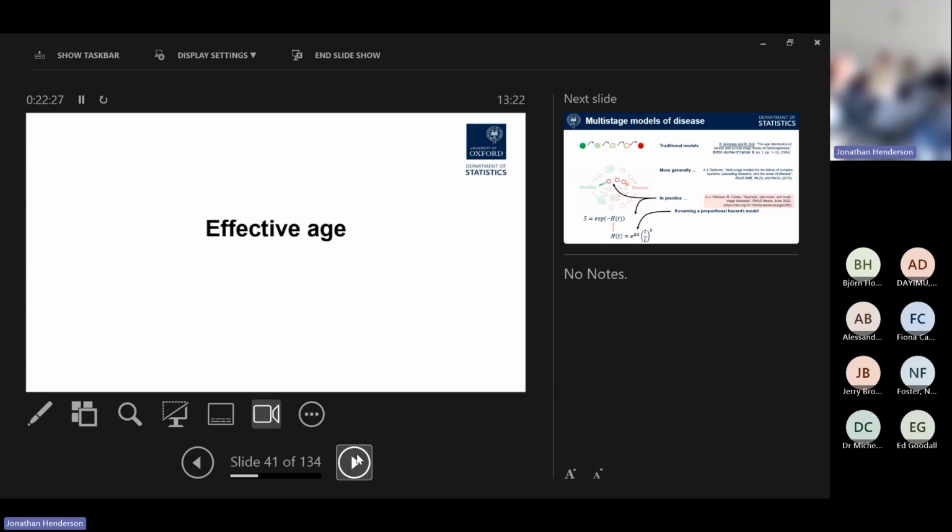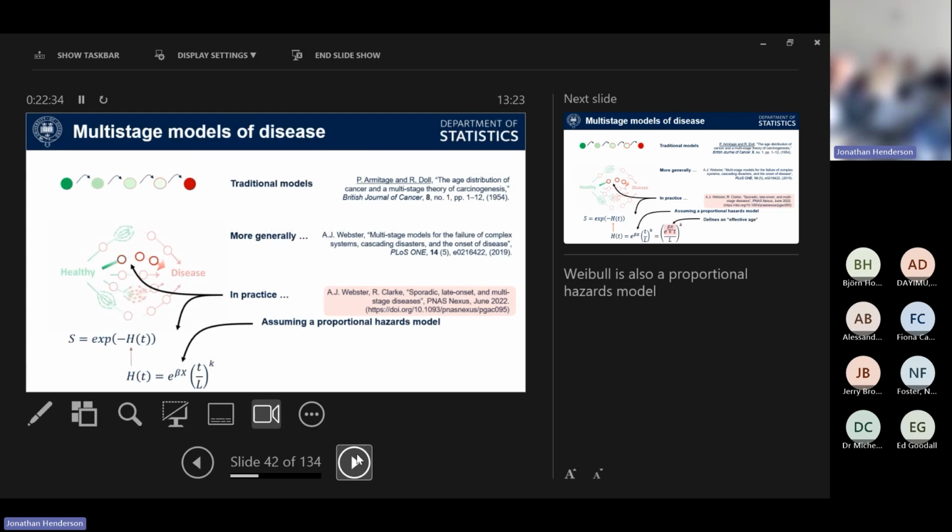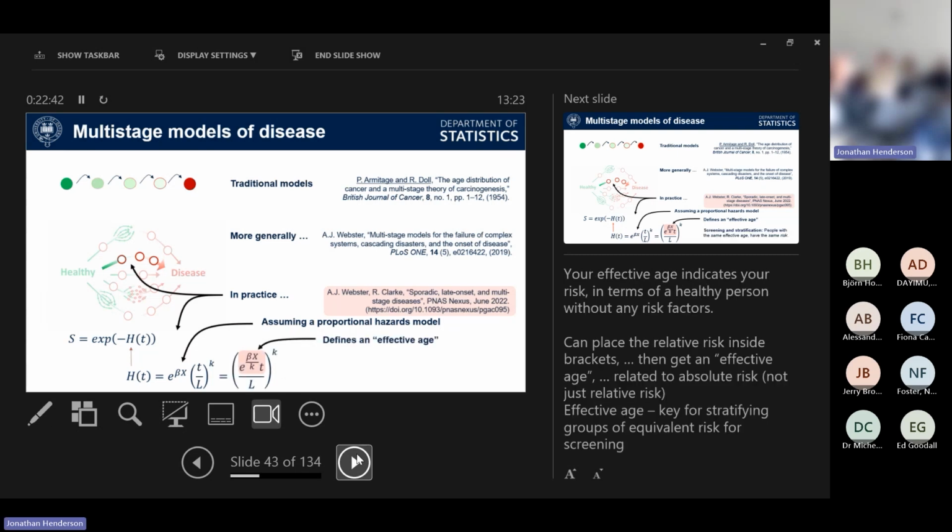Another concept that drops out of this way of modelling disease is an effective age. So if you take this Weibull model and you take the relative risk and you place it inside the brackets there, then what you get is an effective age. So if your relative risk is bigger than 1, then your effective age is greater than your actual age. On the other hand, if your relative risk is less than 1, then your effective age is reduced.